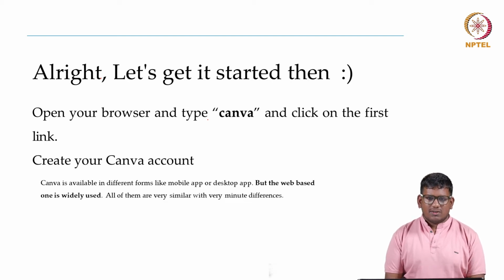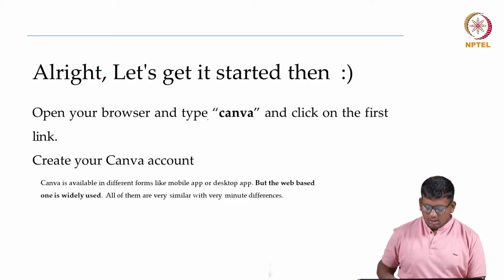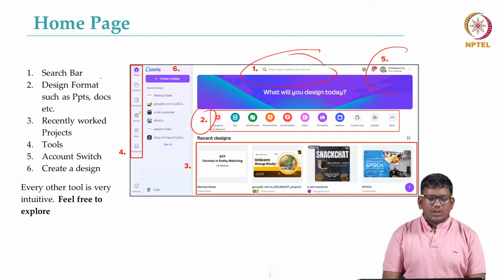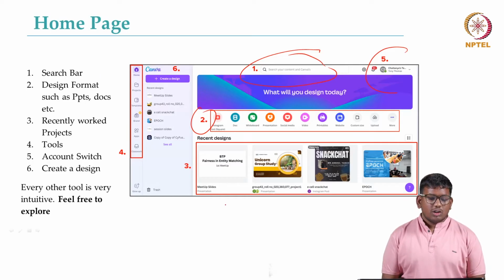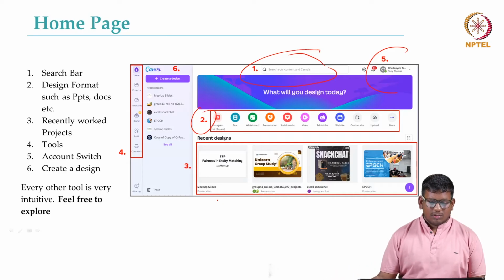Canva is available in different forms also. The most used version is the web-based version. So when you open your Canva account, you have the home page here. At the top, you have the search bar. Then you have the design formats here, like Instagram, doc, or whiteboard.